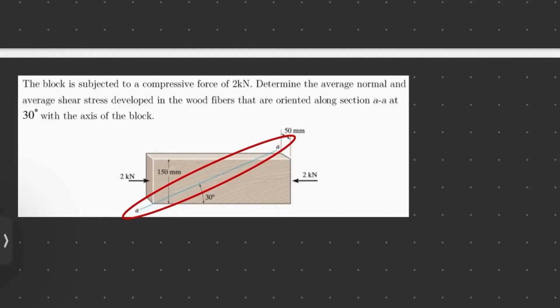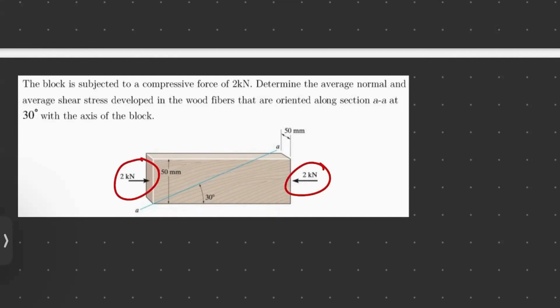Then we also have our angle. The angle refers to our incline and how much the section is inclined with respect to the bottom horizontal axis. So we also know that a 2 kilonewton compressive force is applied at both sides, and it's also possible to determine that if we cut our plane at the A-A section, we will get a different free body diagram. And that is what we will be doing because we want to determine only the normal and shear stress that is developed at that section.